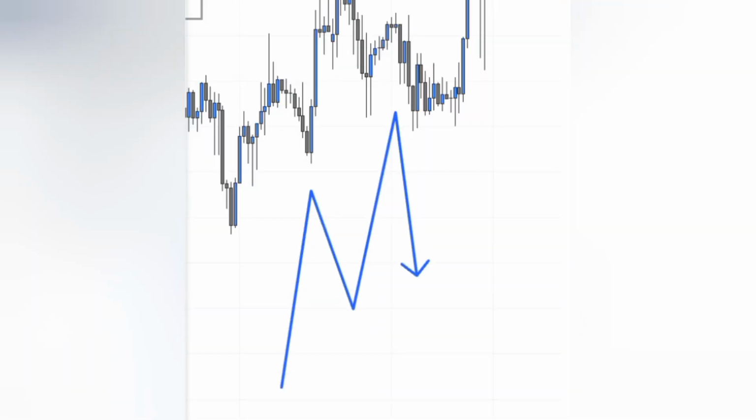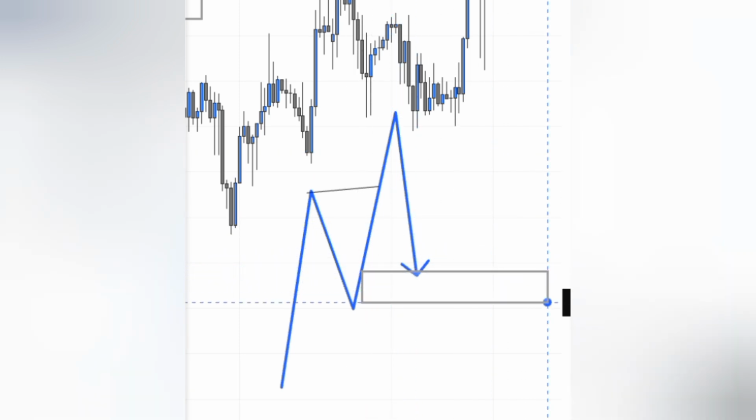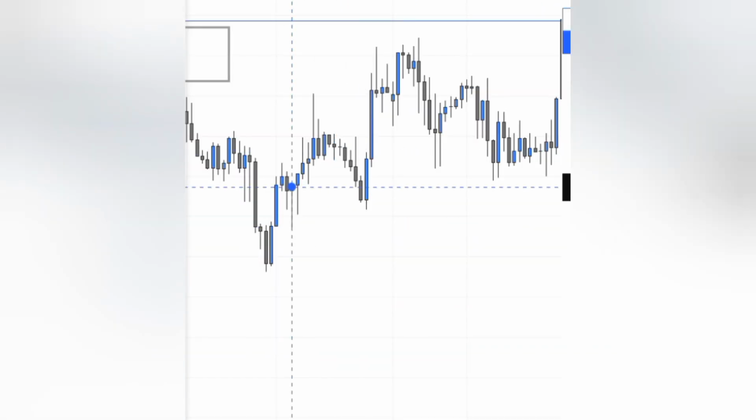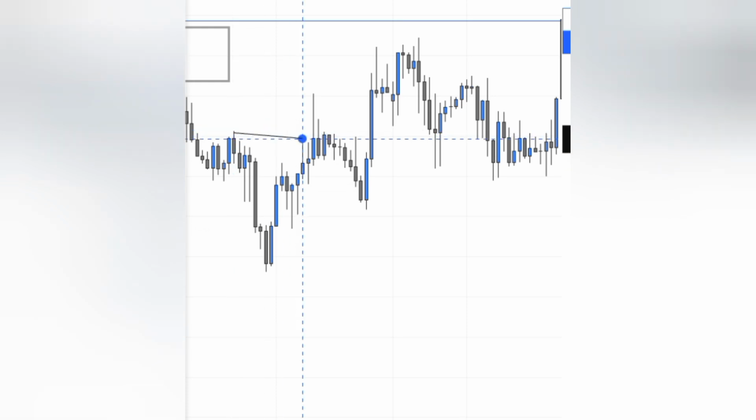Why? Because you can see this break of market structure. And when we get that, that's why we look for demand zones in our discount level. This was a high, so this high was broken right here.